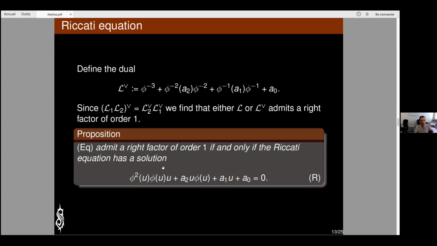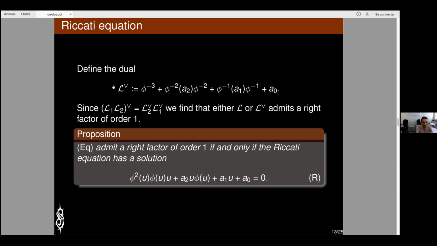But hopefully, we have a notion of dual. So I may transform L by its dual. So L is the operator, the order 3 operator. So I may define the dual in the following way. And you see that the dual is an anti-commutative morphism. So if you have a factorization L1, L2, if you take the dual, it will give the dual of L2 times the dual of L1. So it means that if J is reducible, either L or its dual admits a right factor of order 1. So let me focus on the right factor of order 1.